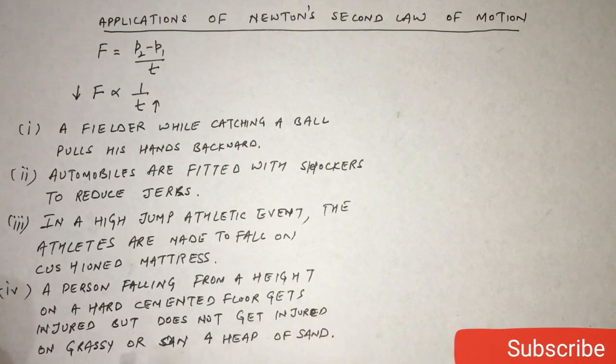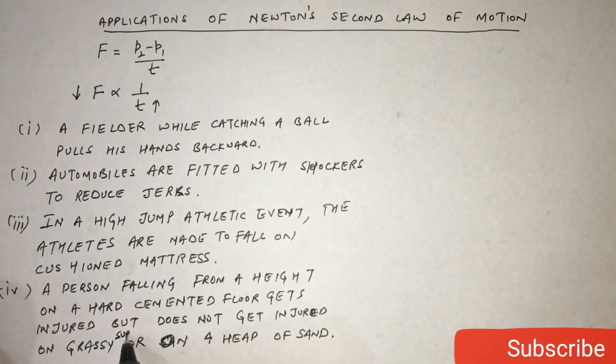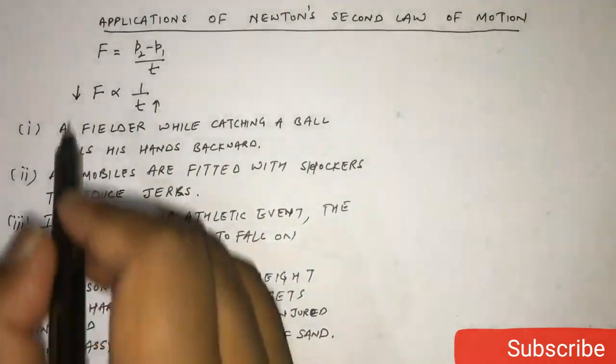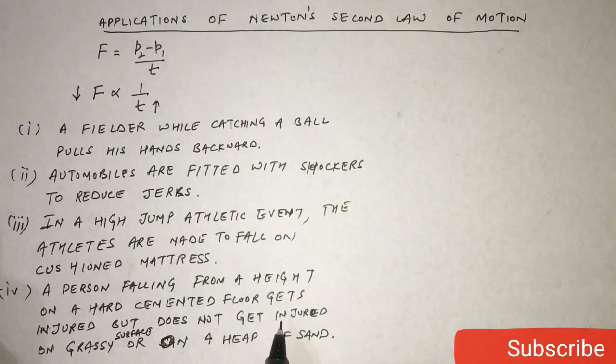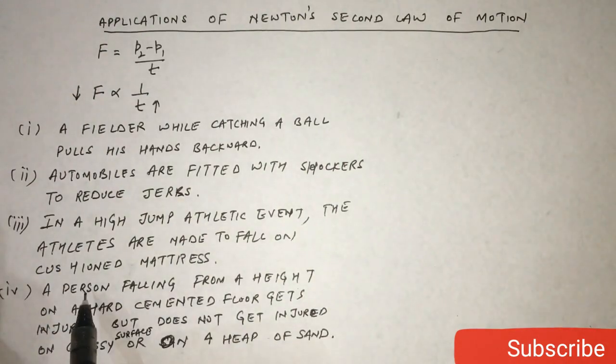but does not get injured on grassy ground or on a heap of sand. If the person falls on the heap of sand or on the grassy surface, the time of impact increases. Hence, the force decreases. That's why he does not get injured. But on the cemented floor, the time of impact is very less, so the force increases. So the person gets injured. Clear?